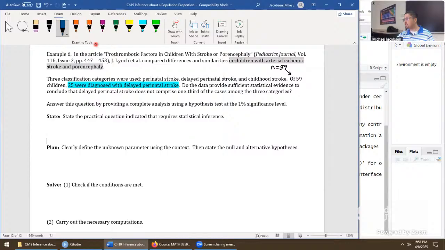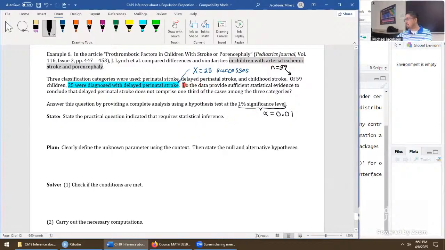If that's the case, this is also telling us X equals 25 successes. Just a reminder, success doesn't mean a good outcome, just the feature of the problem that we're most interested in looking into. So what else do we know? It says answer this question, providing a complete analysis using a hypothesis test at a 1% significance level. So this is saying, in this problem, alpha indicated by the researchers should be set to 0.01. They told us themselves that that should be that value.